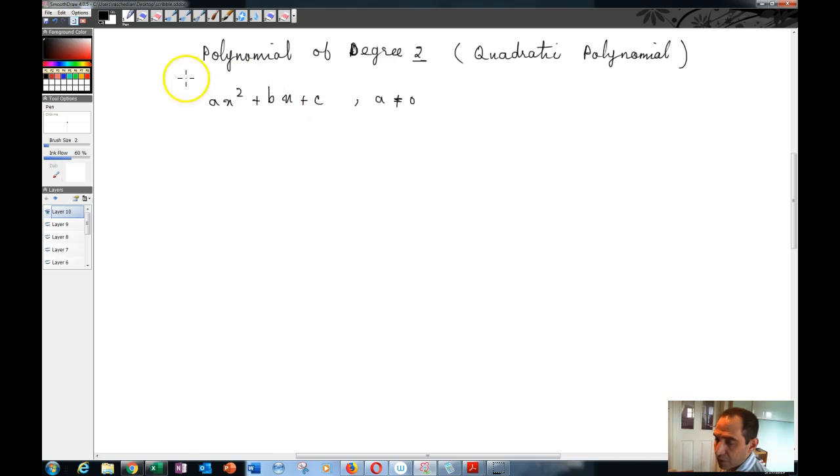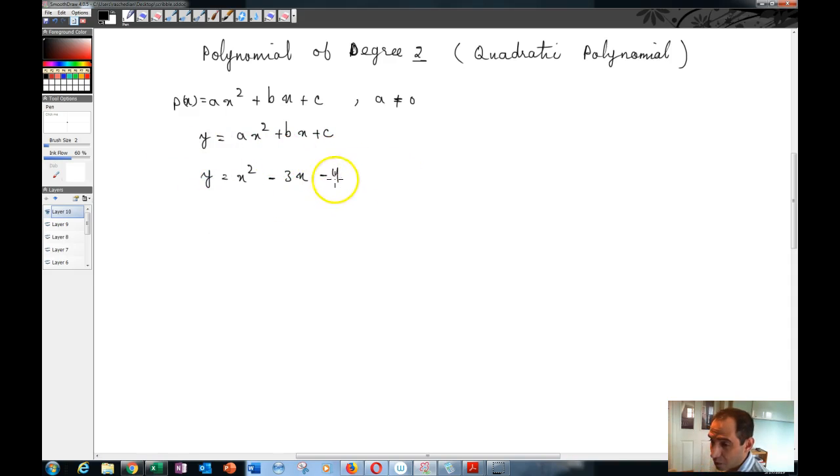And the polynomial is called p of x, for example. The graph of this polynomial is going to be y is equal to ax squared plus bx plus c. And as an example, you could have y is equal to x squared minus 3x minus 4.